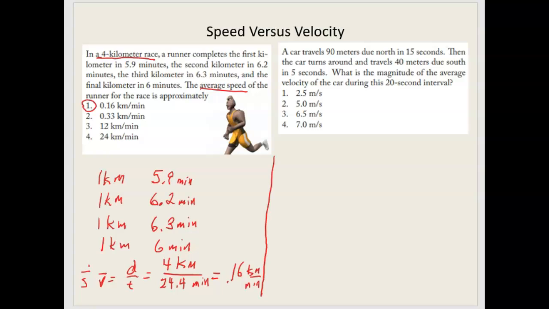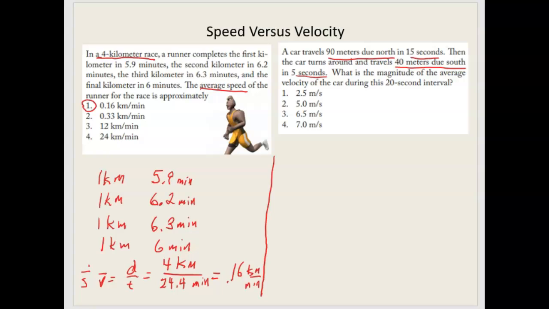All right, let's look at another problem. This problem says a car traveled 90 meters due north. They're giving us a direction, in 15 seconds. Then it turned around and traveled 40 meters due south, again another direction, in 5 seconds. That gives us some more time. What is the magnitude of the average velocity?